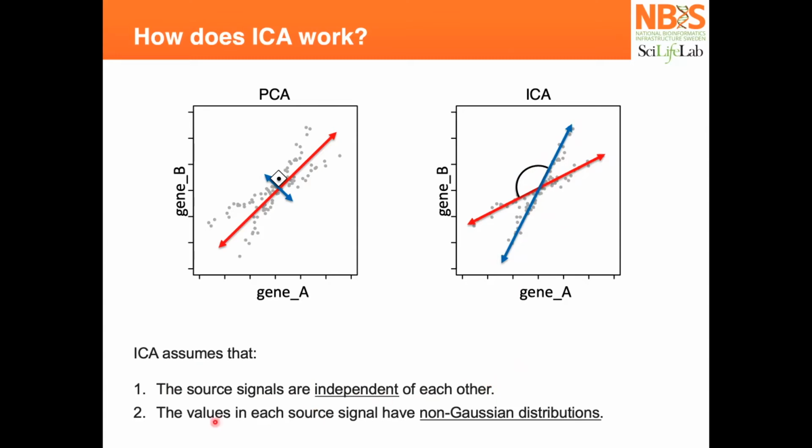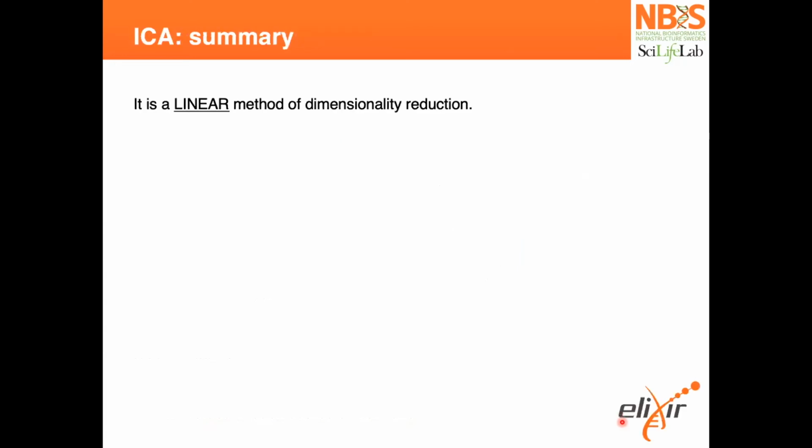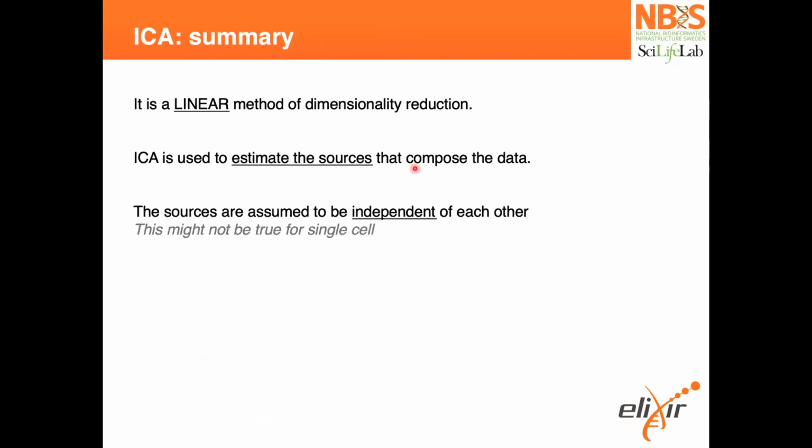One of the assumptions is that it's not a Gaussian distribution, but this is a more technical detail. So ICA might fail in your data set, especially if you have a very big data set, to find the signals in your data. ICA is also a linear method for dimensionality reduction. It estimates the sources that compose the data. So the idea is to take several genes and decompose them into independent components. The components are assumed to be independent of each other, which might not always be true, but for simple data sets, it works pretty well.